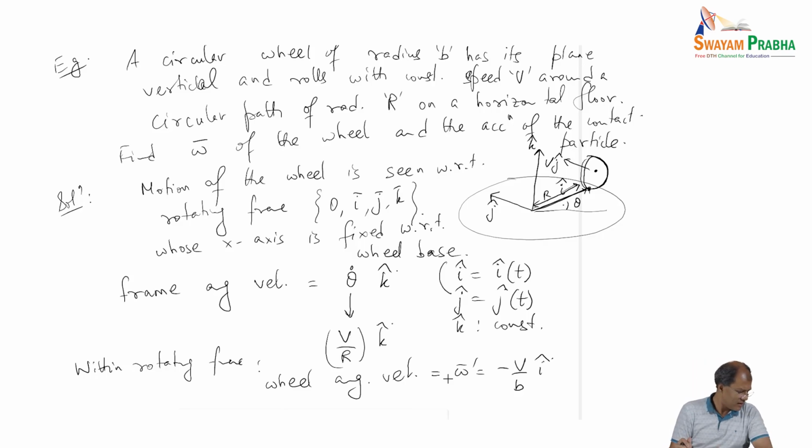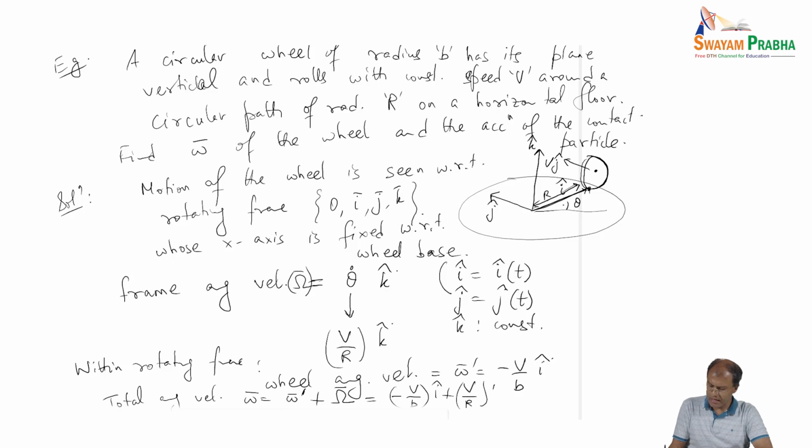And then finally we see that the total angular velocity will be the motion of the wheel in the moving frame plus the motion of the frame itself. So we call capital omega the frame angular velocity, and omega prime the angular velocity of the wheel in the moving frame. So we can rewrite this. This is nothing but minus v over b times I hat plus v over r times k hat.